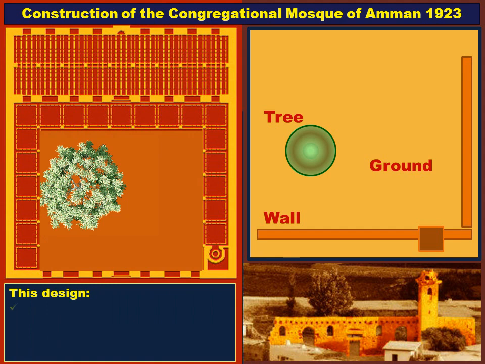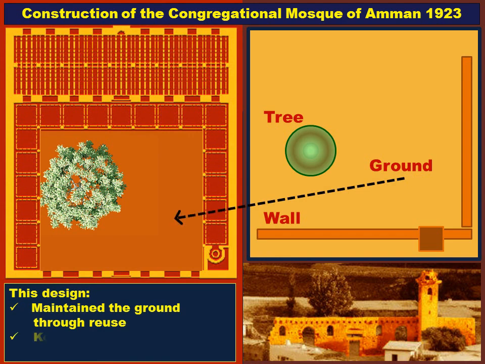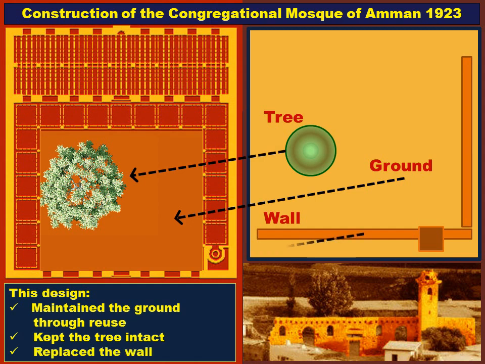This design maintained the ground through reuse, kept the tree intact, and replaced the wall.